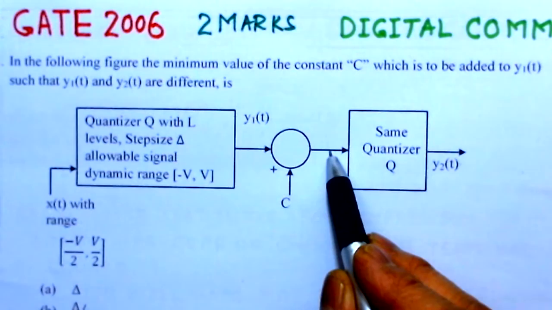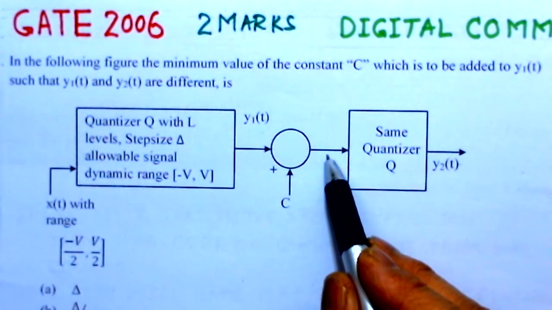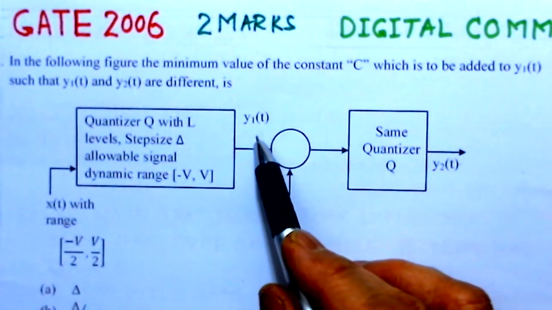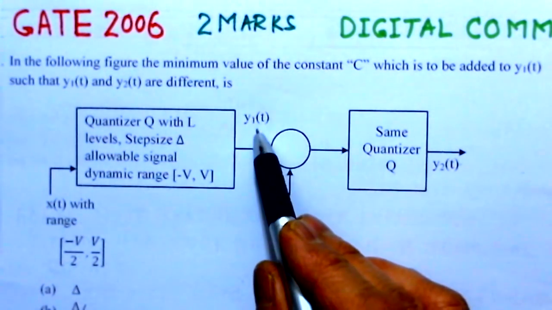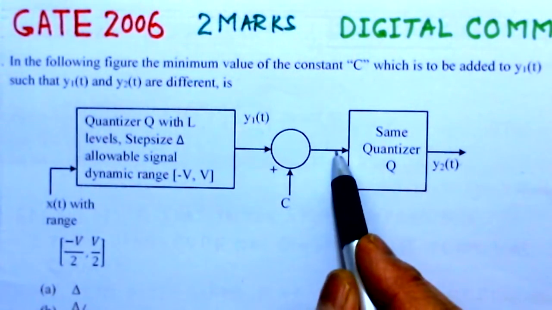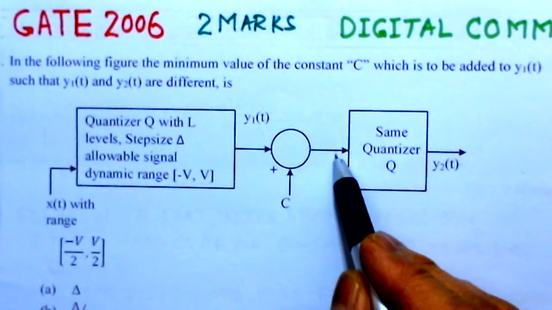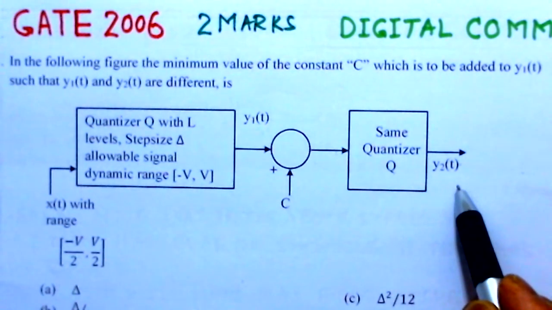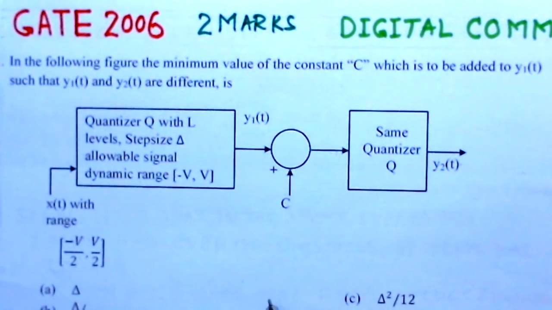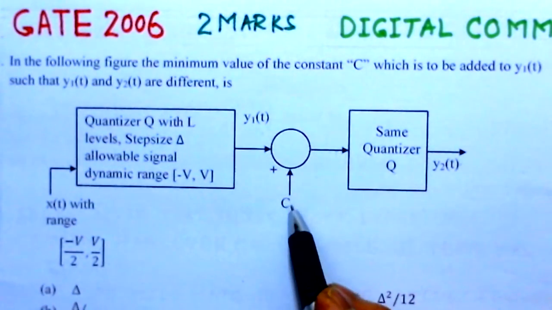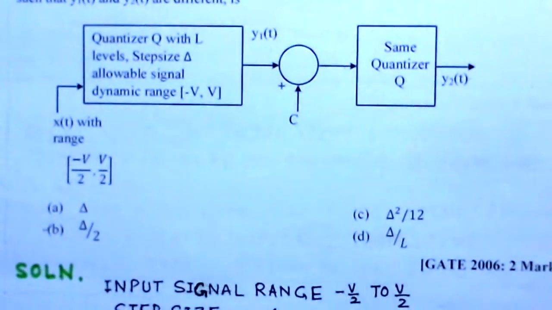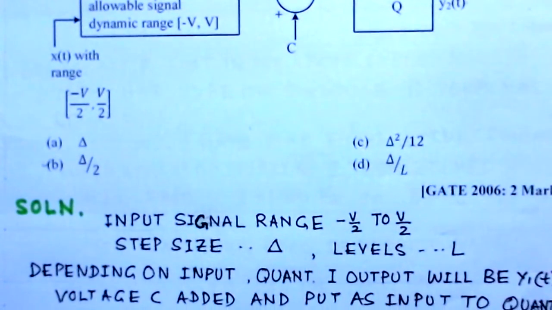Unless the output at this adder is different by at least delta by 2, that means the step size, y2(t) will not differ. So if y1(t) plus delta by 2 is applied here, then this output will make y2(t) different from y1(t). So that is the C, which is the voltage. Now we can see how it is solved here.